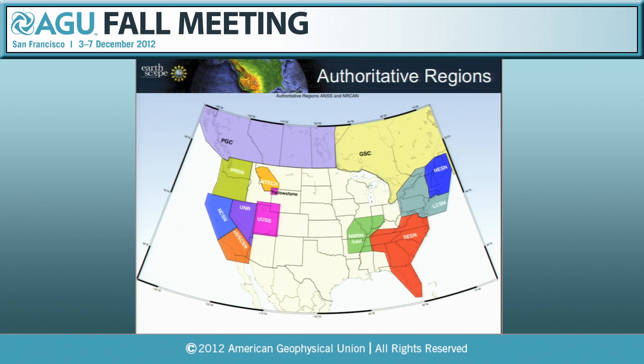Next. And so here are the basic authoritative regions that we've been working with. These are very similar to what the ANSS has now derived. We actually started building these even before some of the later ANSS authoritative regions were put together.